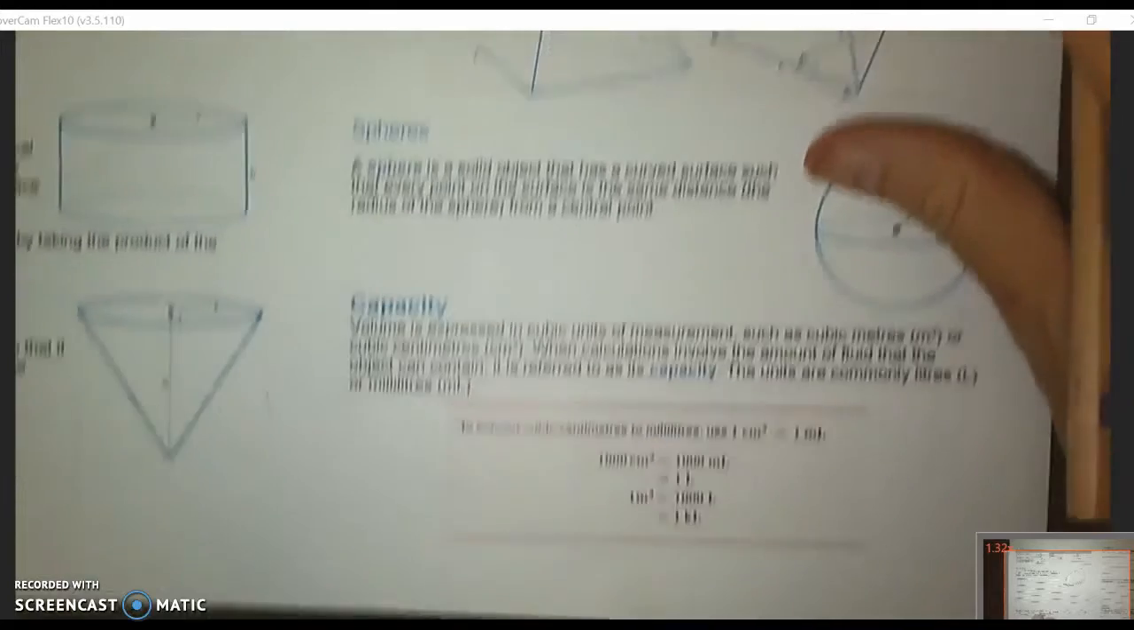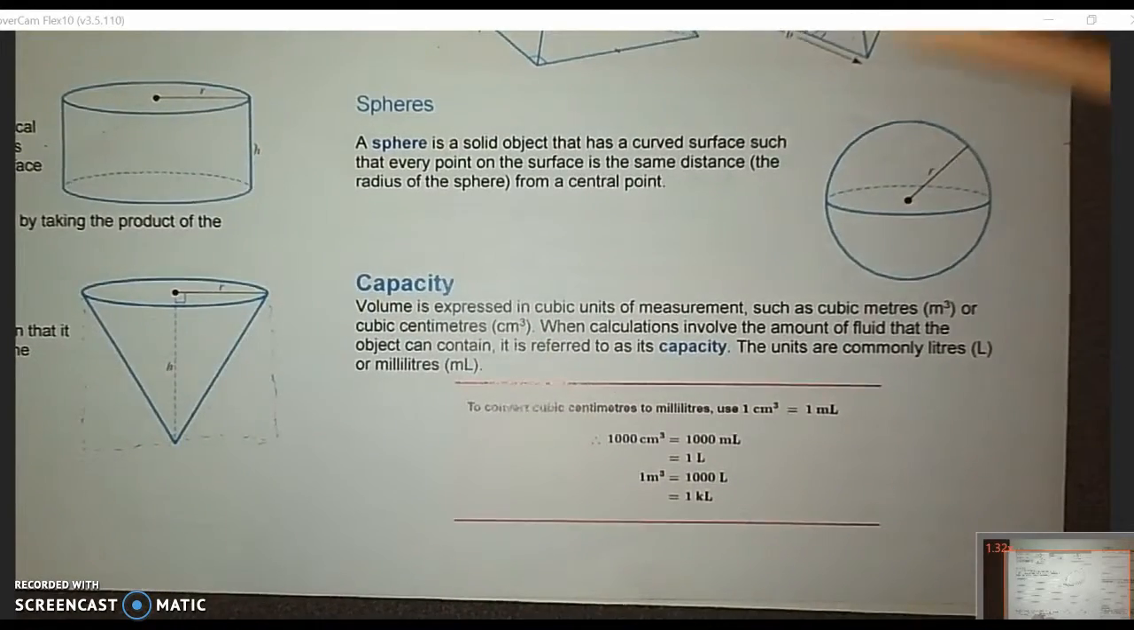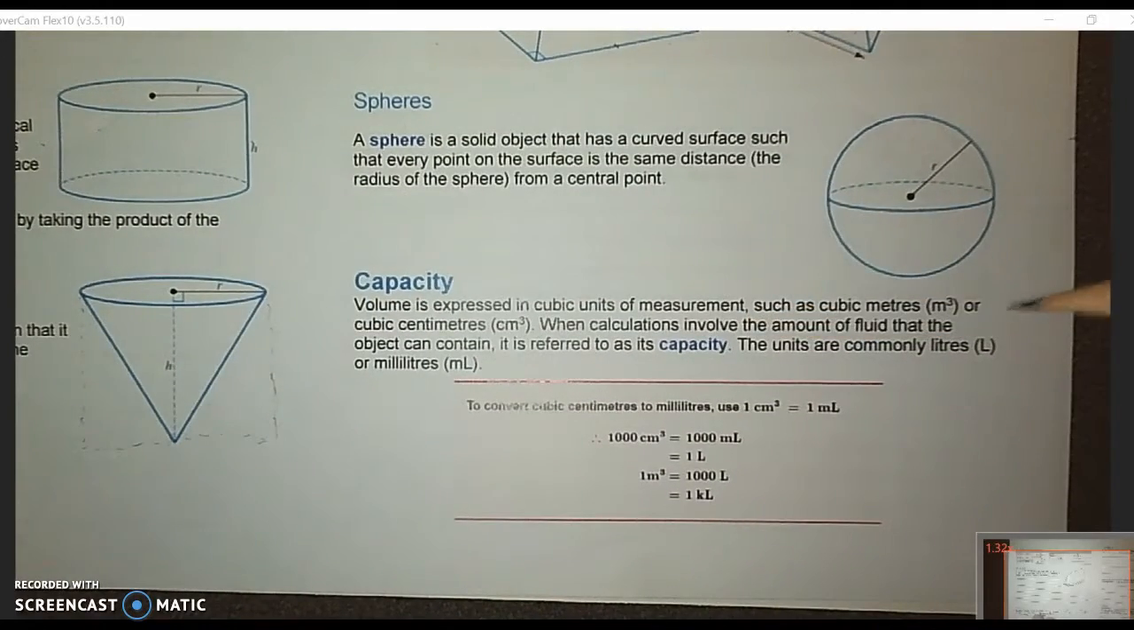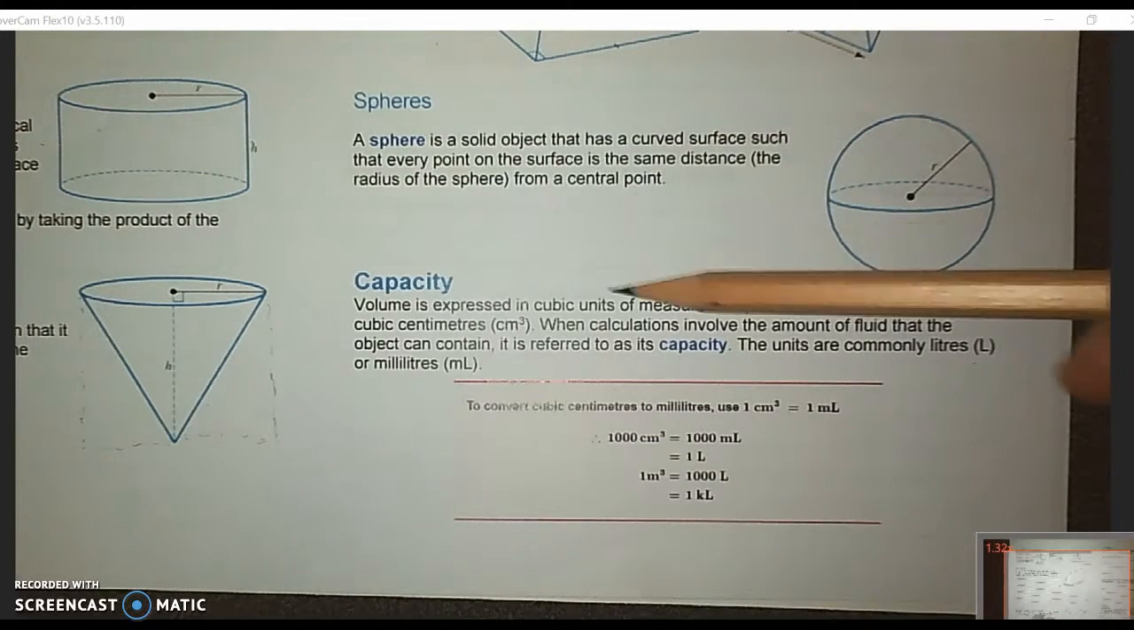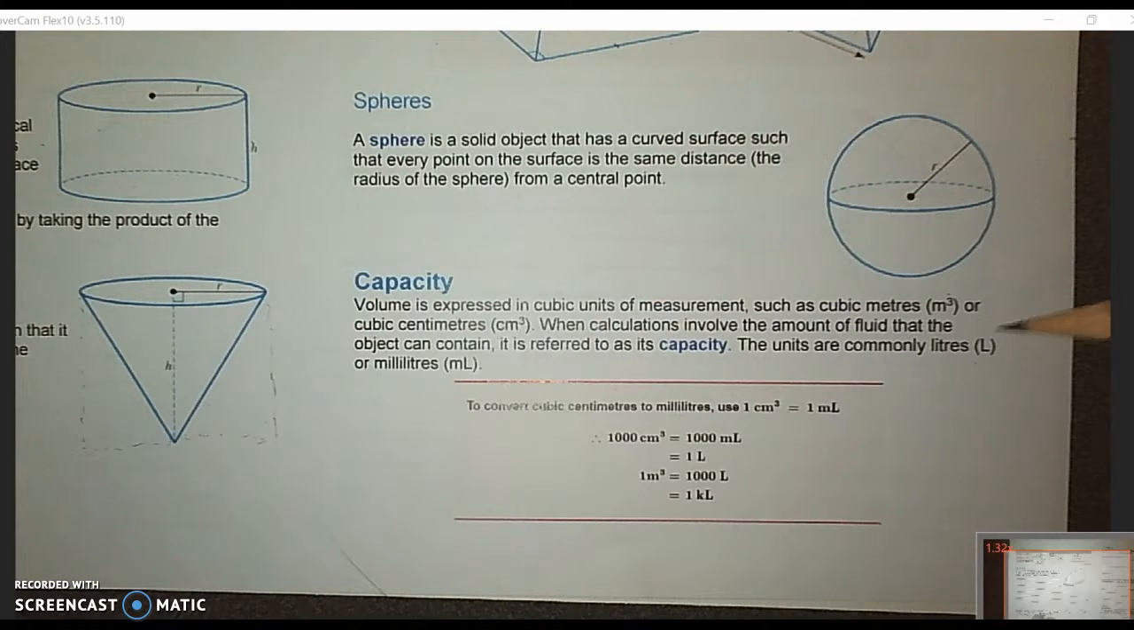The last thing we need to talk about is capacity. So once we work out the volume of something, so volume generally works out the amount of air or the amount of room something takes up, and it's generally given in meters squared or meters cubed or centimeters cubed. But when we're talking about a liquid, then it's referred to as capacity instead of volume. And our units are generally litres or millilitres. And so there's a little conversion that we can use.